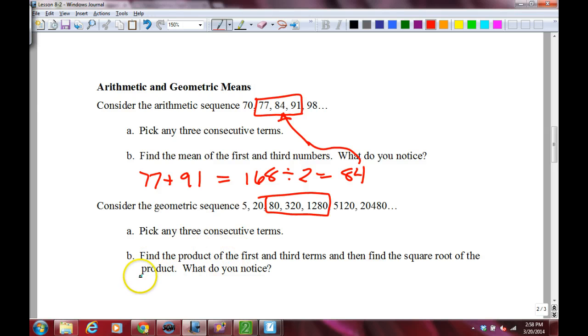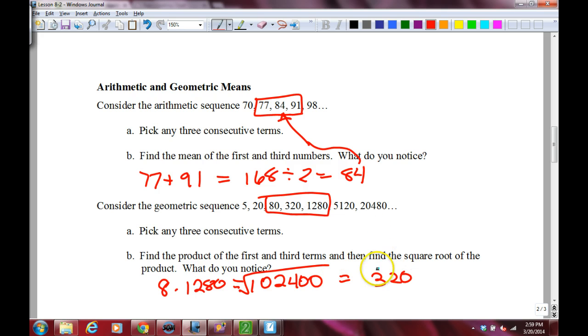So if I did this, it's going to be 80 times 1280, and I get 102,400. And if I take the square root of that, I ended up with 320, which happens to also be that middle term again. Interesting, huh?